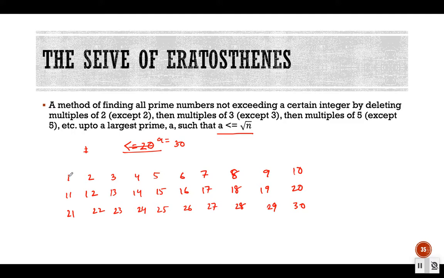How can we do that? We are not going to consider 1, because 1 is neither prime nor composite. We start from 2. First we delete all the multiples of 2, meaning all the even numbers. Except 2, which is a prime number, so we do not delete 2, but we delete everything divisible by 2: 4, 6, 8, 10, all the even numbers.